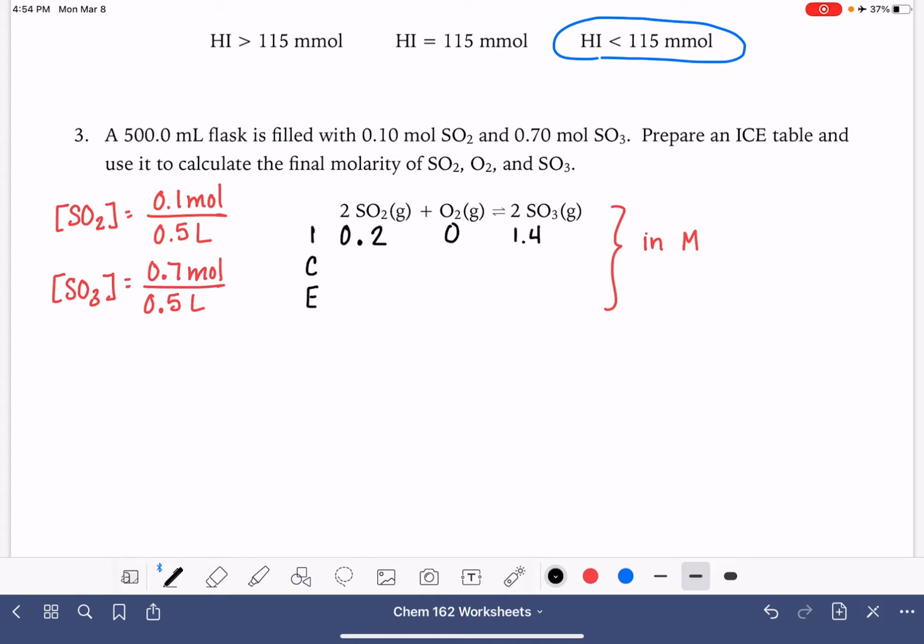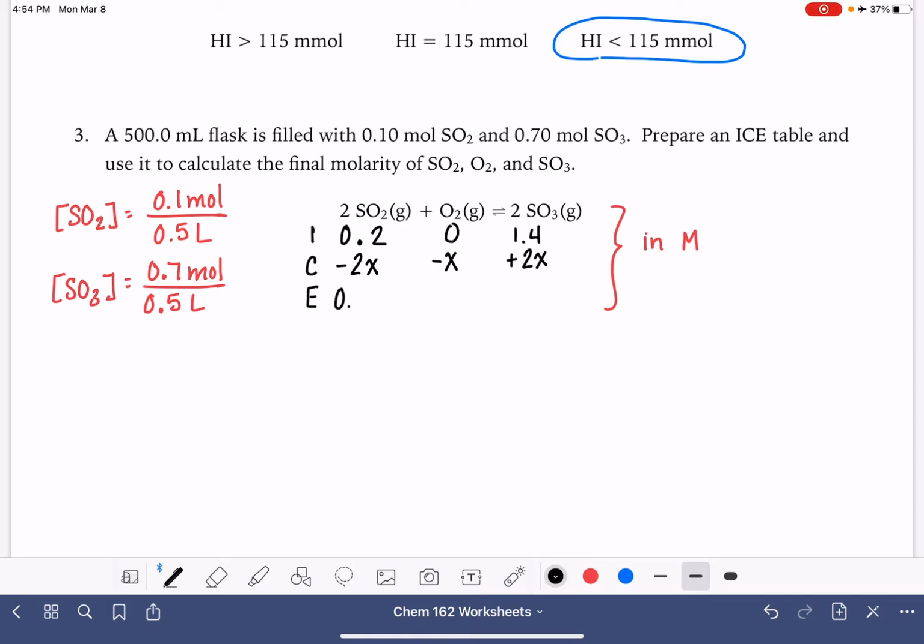In the next row on the ICE table, we're going to fill in the change, how much is actually reacted. For the SO2, because it's a reactant, our change is going to be negative, and because its stoichiometric coefficient is 2, our change is going to be negative 2x. For the O2, also because it's a reactant, it will be negative. The stoichiometric coefficient is 1, so this is just going to be minus x. And for our product, because it's a product, our change will be positive. Stoichiometric coefficient is a 2, so this is going to be a plus 2x.